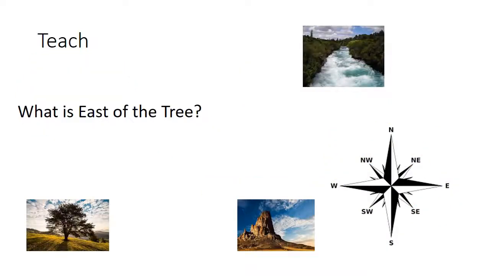Oh, there's another one. What is east of the tree? Well, here's the tree. What's east? Well, is east this way? No. Is east this way? No. Is east this way? No. East is going this way, isn't it? So what's east of the tree? Well, directly east of the tree is the mountain.